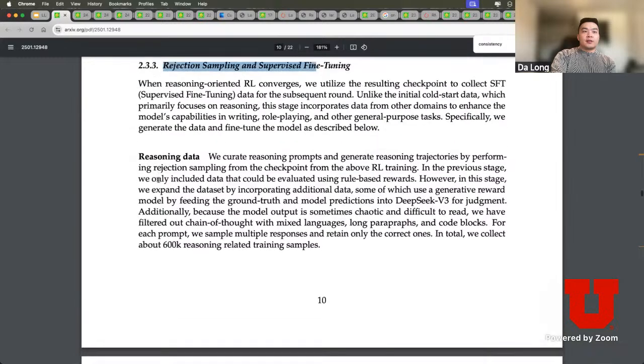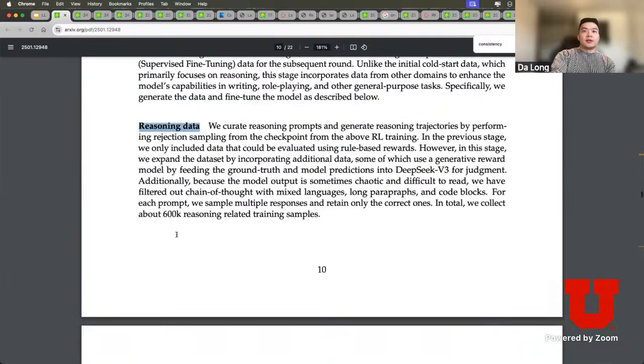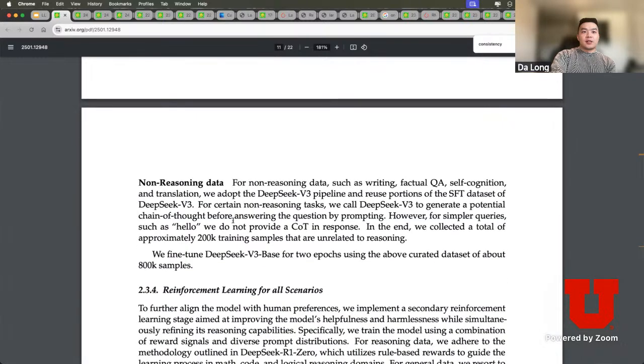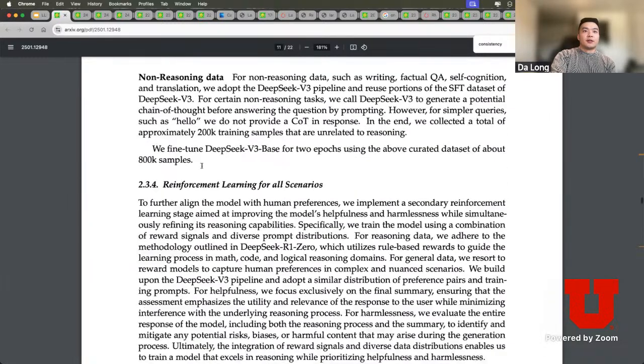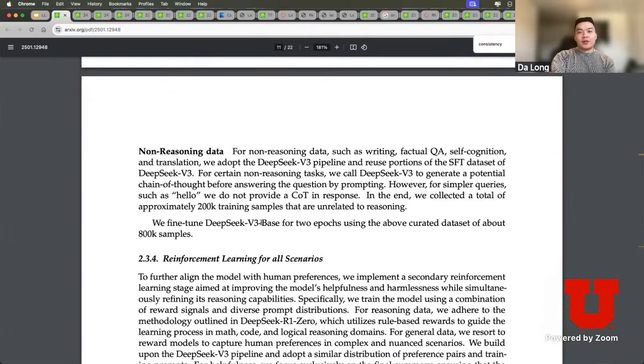so in this step, they generate two types of data. One is reasoning data, and the other one is non-reasoning data, like for example maybe writing or role playing or something. Anyway, they have two types of data, and then they fine tune the DeepSeek V3 base for two epochs with the collected data. So it's not fine tuning the pre-trained V3 base. They get another V3 base and fine tune on that data.